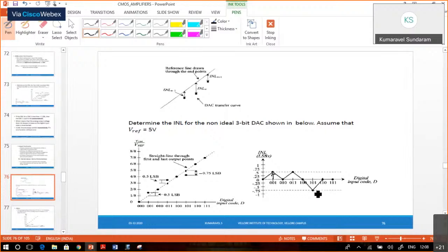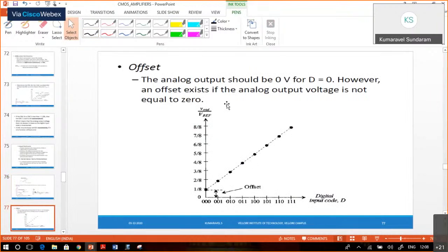So there will be some missing analog value. For reconstructing the analog signal from the DAC, it will not be like a smooth waveform. That is the drawback: if the INL value is not satisfied, you will not get a smooth analog waveform. There is one more characteristic, offset.